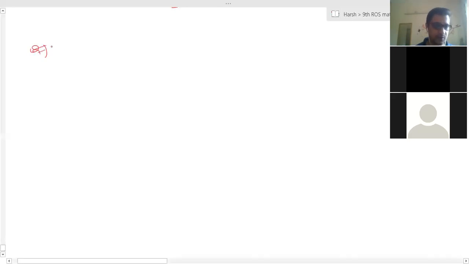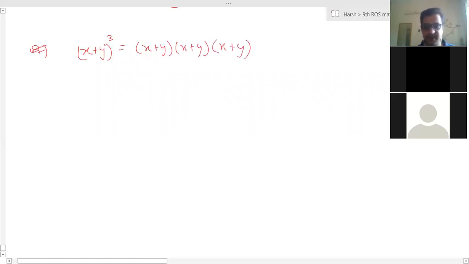Sorry, not a question. This is the statement: the cube. Everyone can multiply this, right? This cube means (x plus y) into (x plus y) into (x plus y). You will get the value as (x plus y) cube.